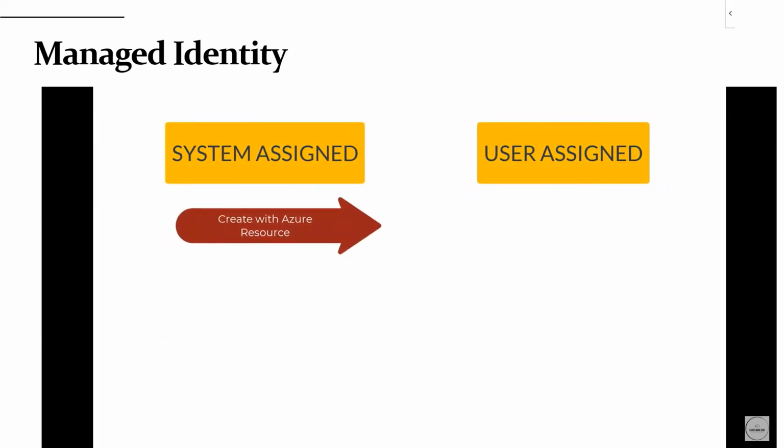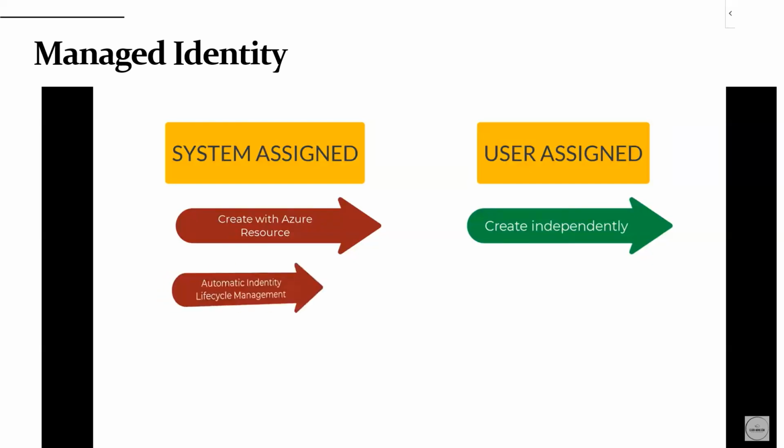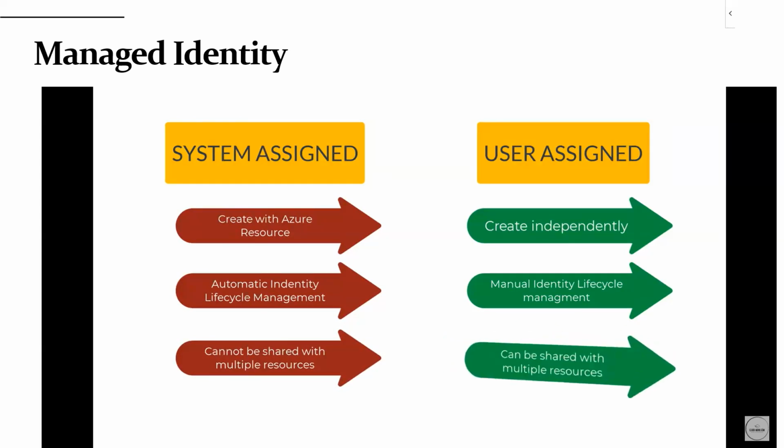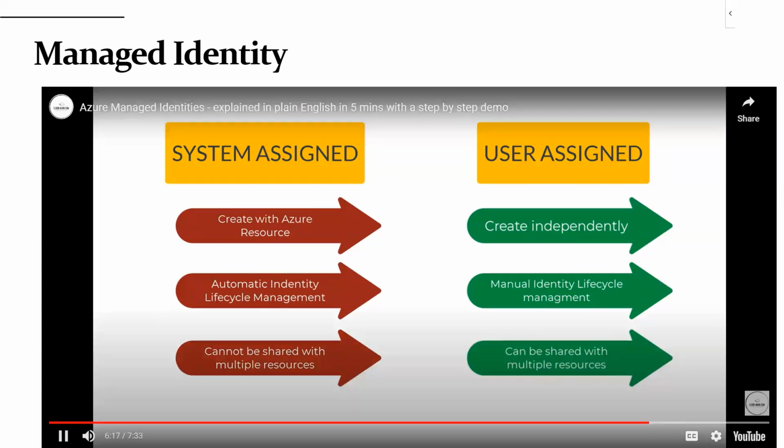identity as part of the Azure resource. Whereas with user assigned managed identity, you create this independently. With system assigned identity, you don't need to worry about the identity lifecycle management. Whereas with user assigned managed identity, you are responsible for the lifecycle. System assigned managed identities cannot be shared across multiple resources because they're tightly coupled to the Azure resource. Whereas with the user assigned managed identity, you can share.